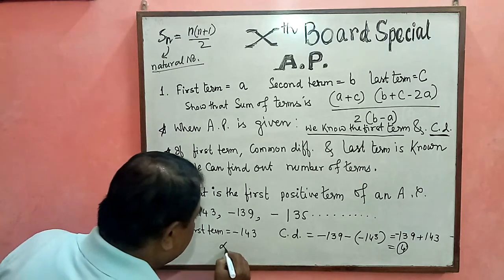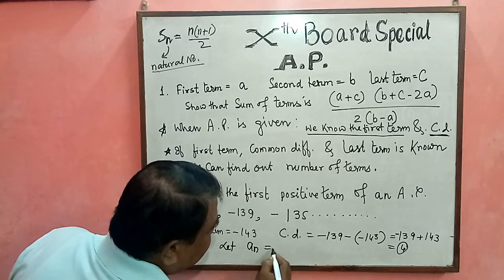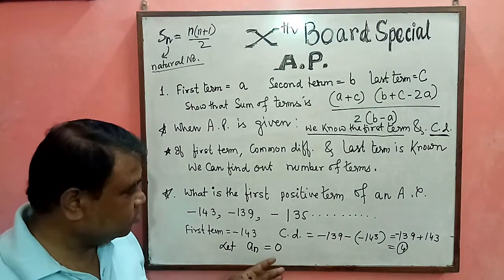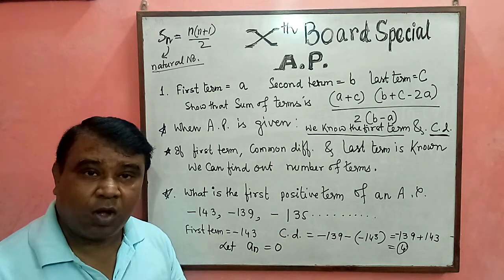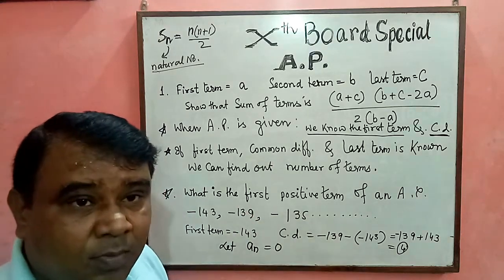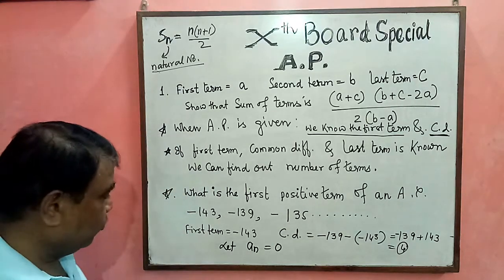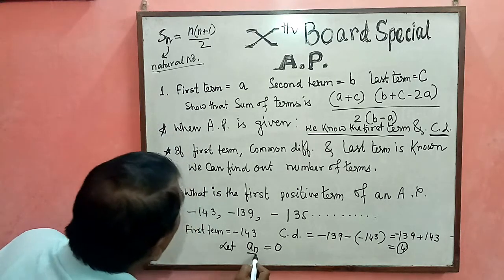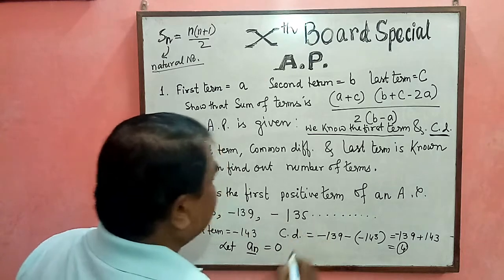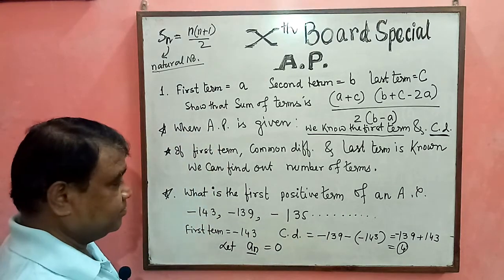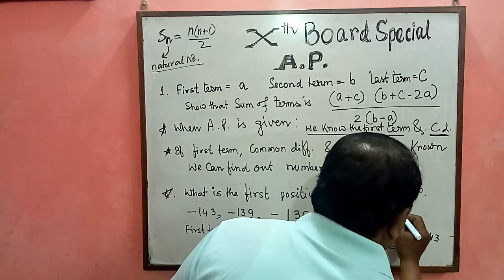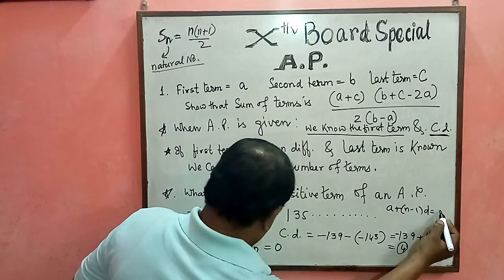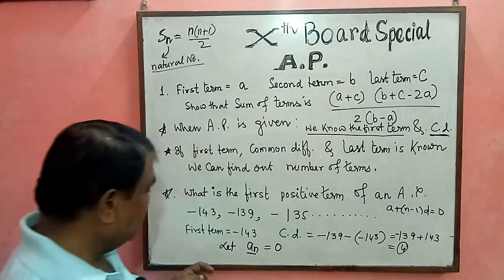Let an, that is the nth term, be 0. So we can find out which term of this AP is the first positive term. Let's see how. Now an is 0. We know an is equal to a plus n minus 1 into d. A plus n minus 1 into d is equal to 0. A is minus 143.